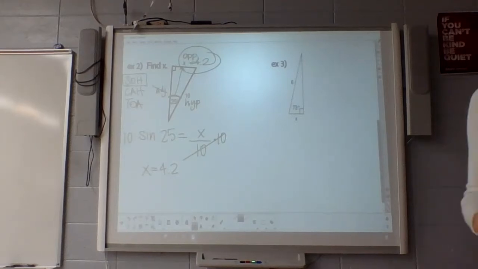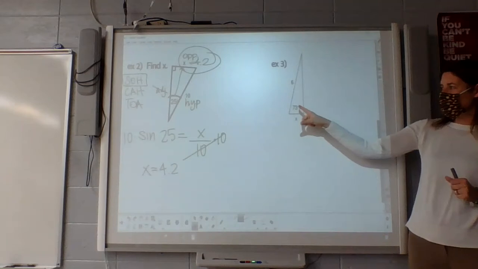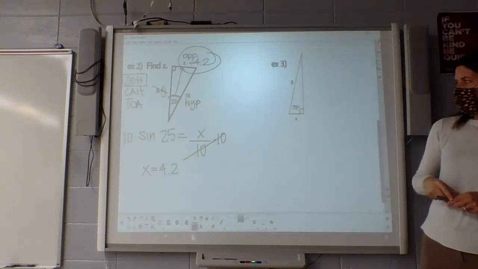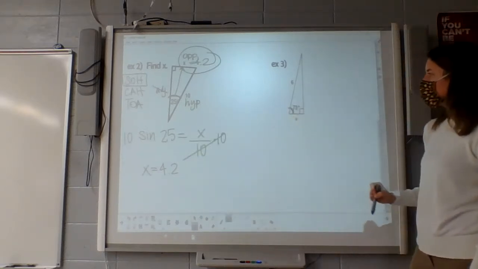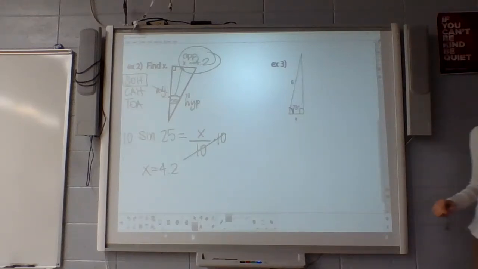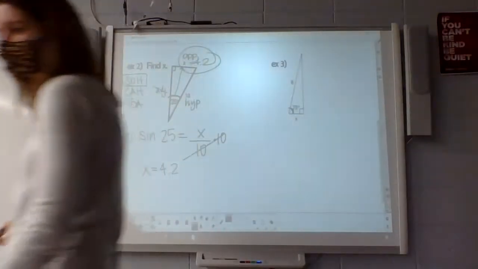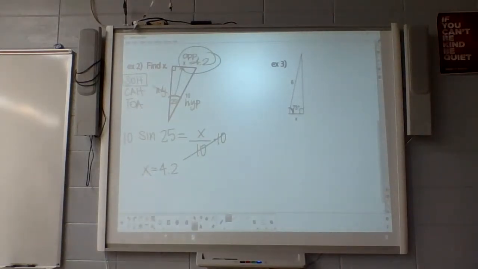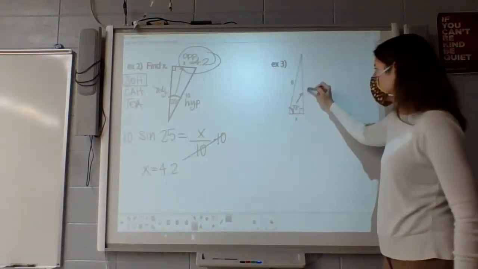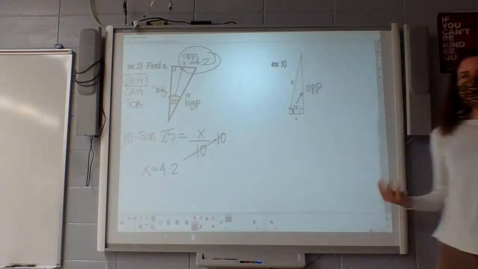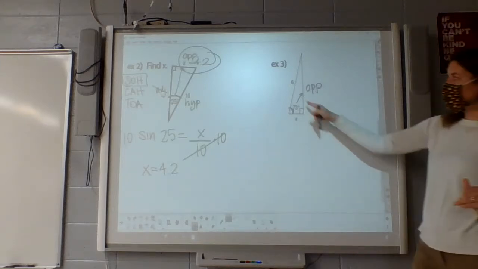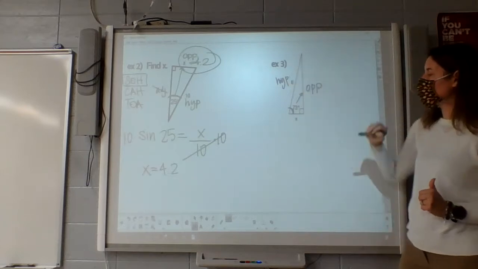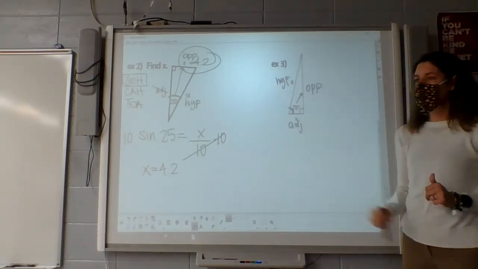Okay, questions there? All right, so example 3 is drawn a little bit weird. It's kind of hard to tell, but this 73 is supposed to be in that little corner down there, just a large angle. So this angle is 73. The opposite side in this case is the one that's not labeled, so that's the side I don't really care about at this point. My hypotenuse is across from my right angle, which is the 6. And then that means this x is my adjacent.